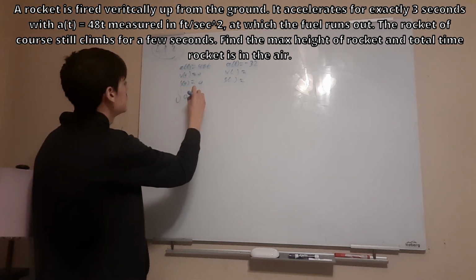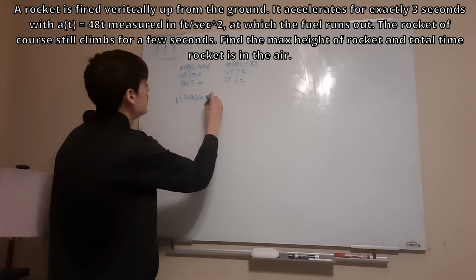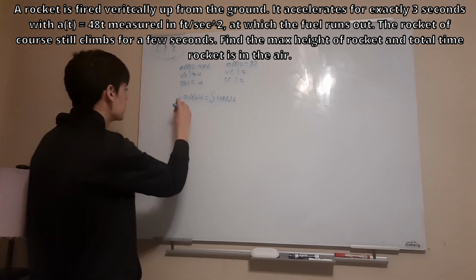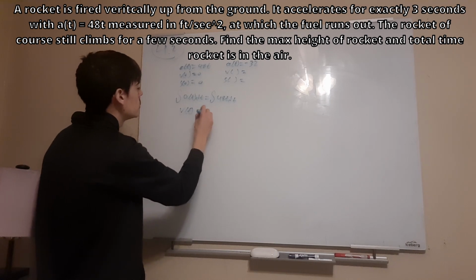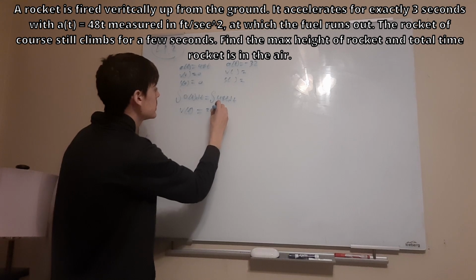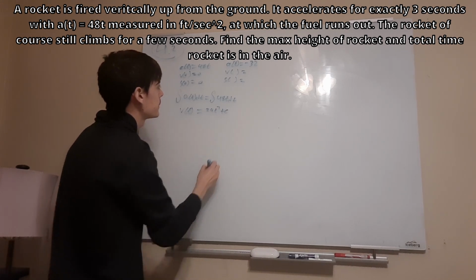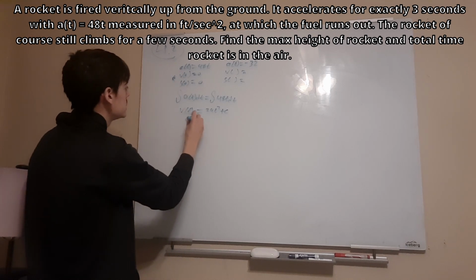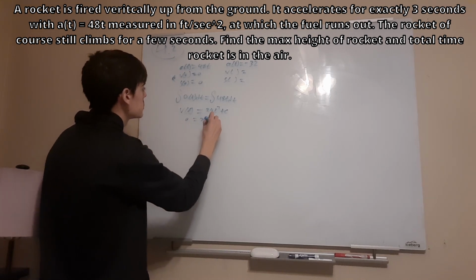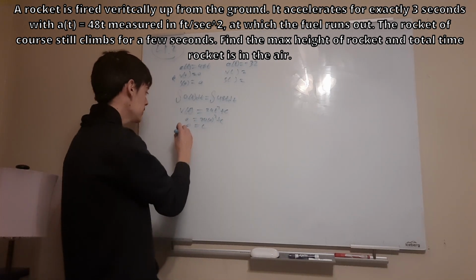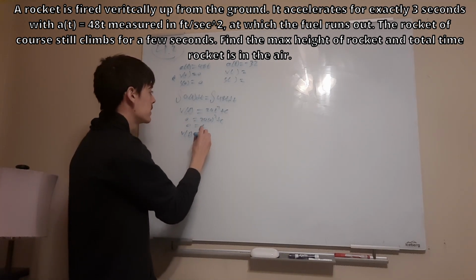Integrate a of t dt is equal to the integral of 48t dt. This will give us that v of t is equal to 24t squared, and then plus c. And then if we actually plug in this value right here, we get 0 equals 24 times 0 squared plus c, or c equals 0. Continuing, we have v of t equals 24t squared.